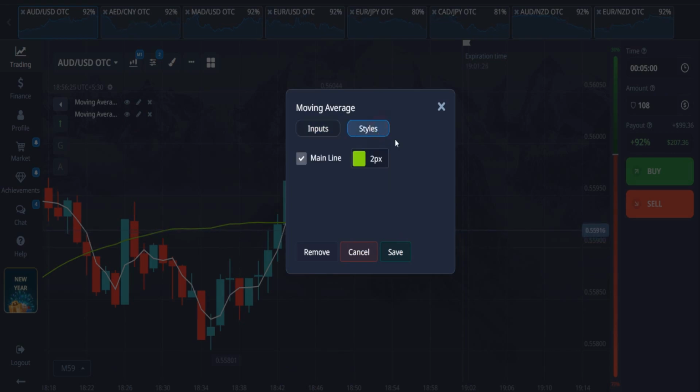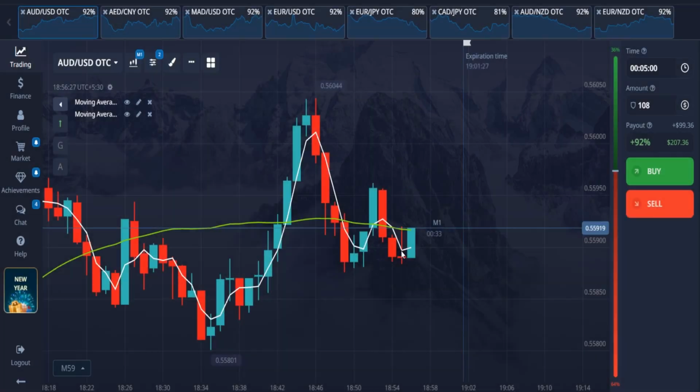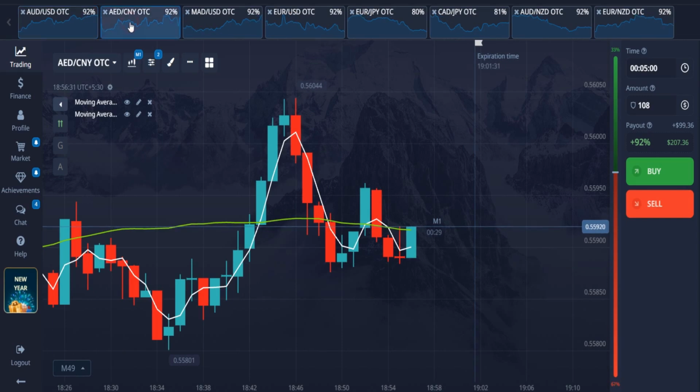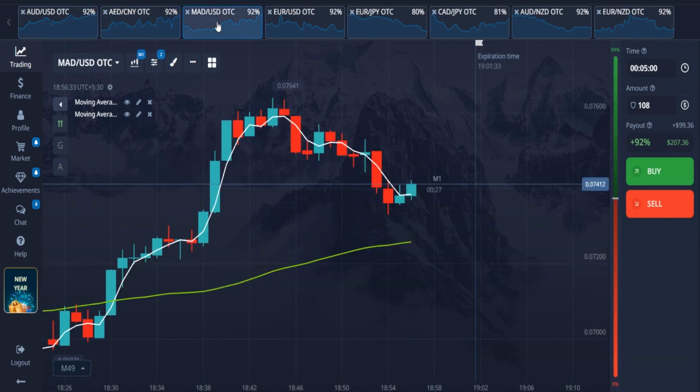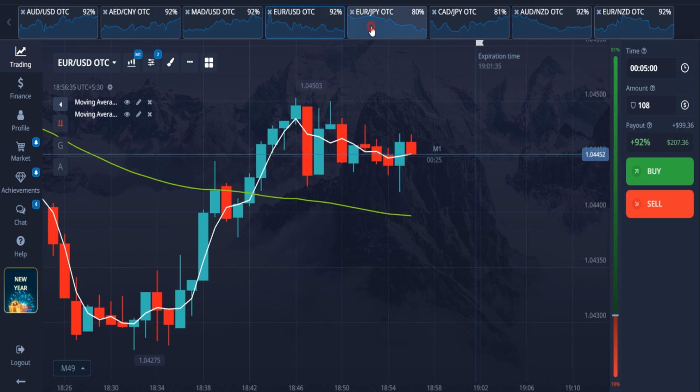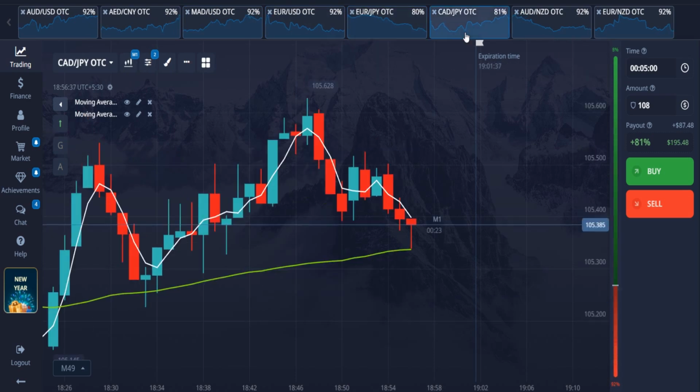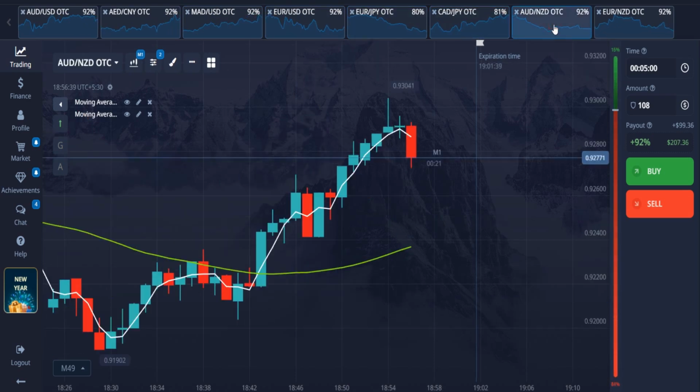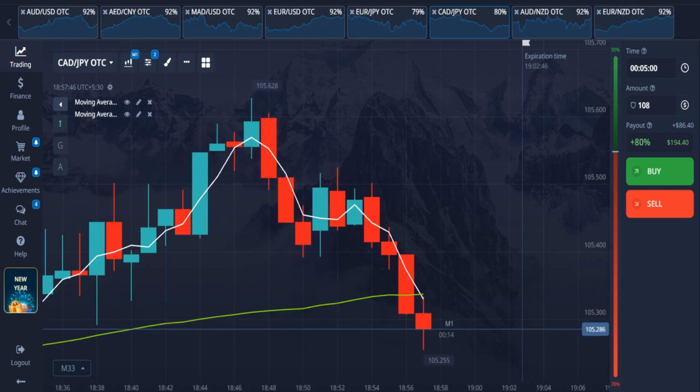Why these settings work. The 3-period SMA, white, reacts quickly to price movements, helping you spot short-term trends. The 50-period SMA, red, moves slower, providing a broader view of the market direction. Together, they form the perfect combination for this crossover strategy.